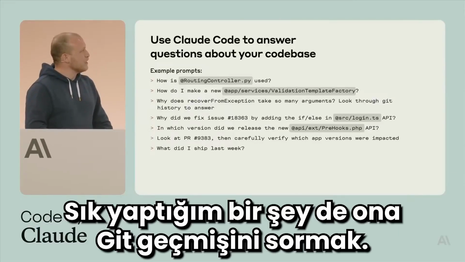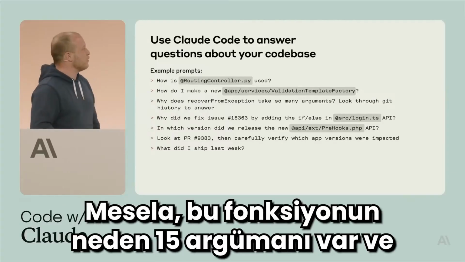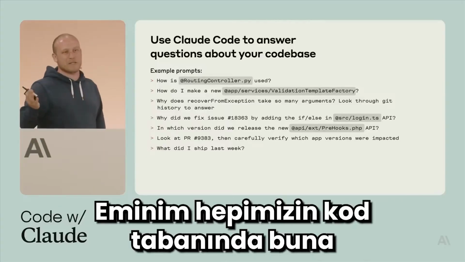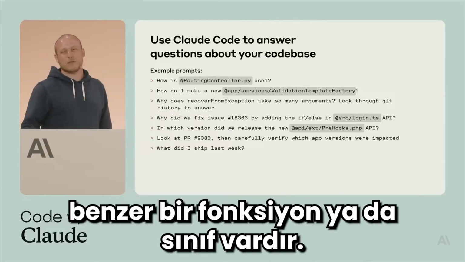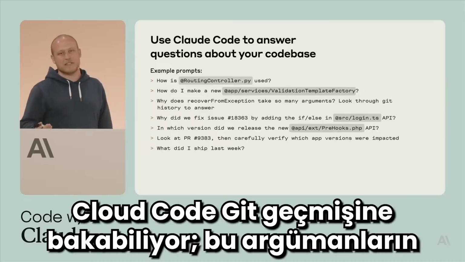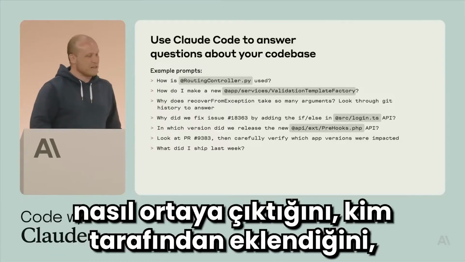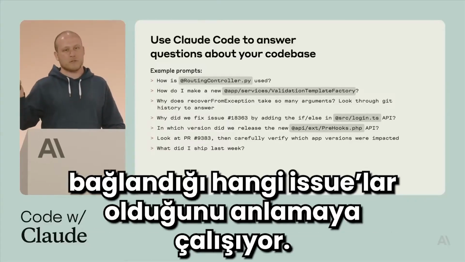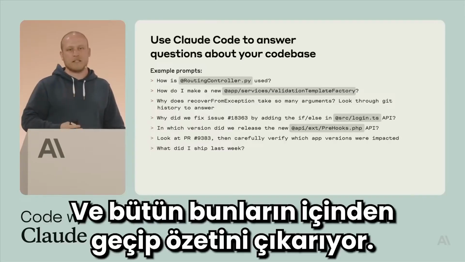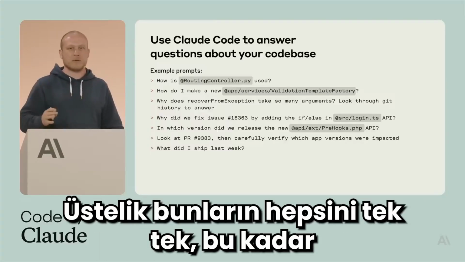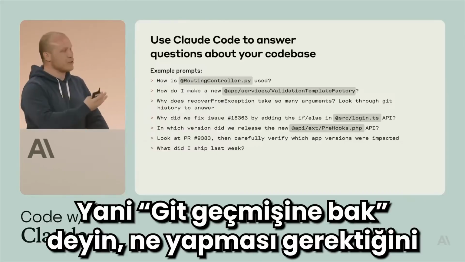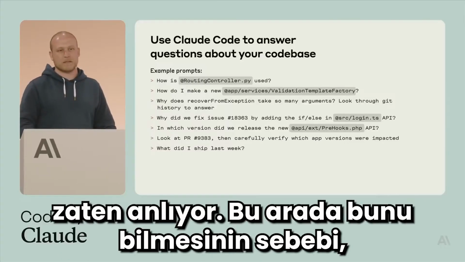Something that I do a lot also is ask it about Git history. So for example, why does this function have 15 arguments? And why are the arguments named this weird way? This is something I bet in all of our code bases, you have some function like this or some class like this. And Claude Code can look through Git history. And it'll figure out how these arguments got introduced, and who introduced them, and what the situation was. What are the issues that those commits link to? And it'll look through all this and summarize it. And you don't have to tell it that in all this detail. You just ask it. So just say, look through Git history, and it'll know to do this.